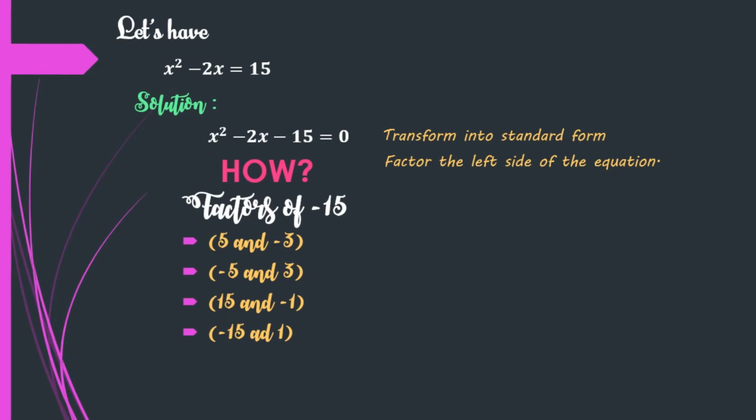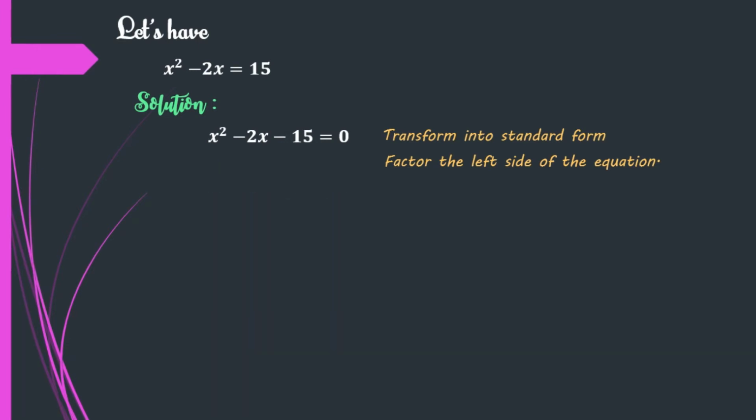So let's take 5 and negative 3. If we add 5 and negative 3, it will result in 2. If we add 15 and negative 1, it will result in 14. Negative 15 and 1 will result in negative 14. Negative 5 and 3 will result in negative 2. Thus, we have negative 5 and 3.